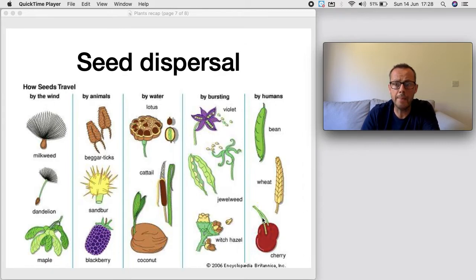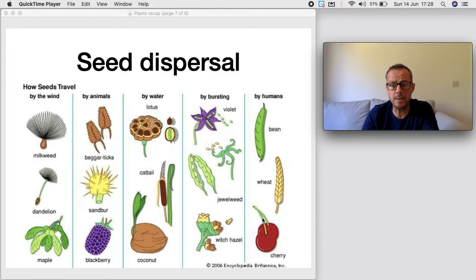There might be hooks or barbs or sticky bits that stick to animals. So when animals brush past the plant, these seeds will stick to the animals and then they'll be transferred as far as that animal travels. Or the seed can be contained within a fruit, so the animal will come along and eat that fruit. Then whenever the animal excretes its waste, that seed will not have been broken down by its digestive system and it will grow in that animal's waste. It's a very successful way of dispersing seeds.